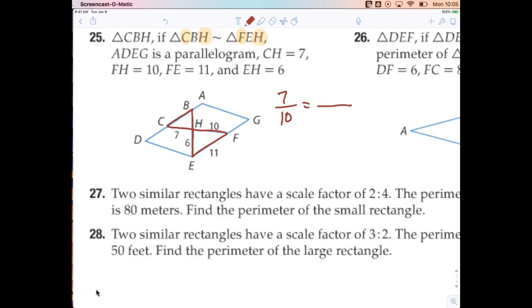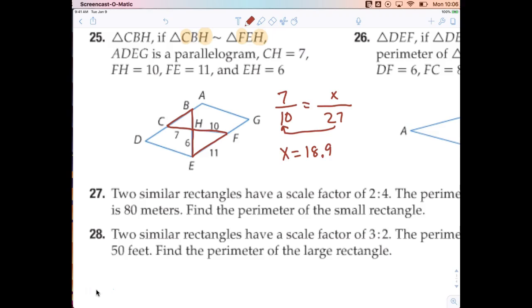Now from here, the perimeter of FHE is what? 27. Now does that go on the top or the bottom? It goes on the bottom because 27 is the larger one. And then X is here. All right? So X is equal to, what is that? 18.9 or something like that? 18.9. Any questions? Does everybody agree that's not that hard? All right, it's not that hard.